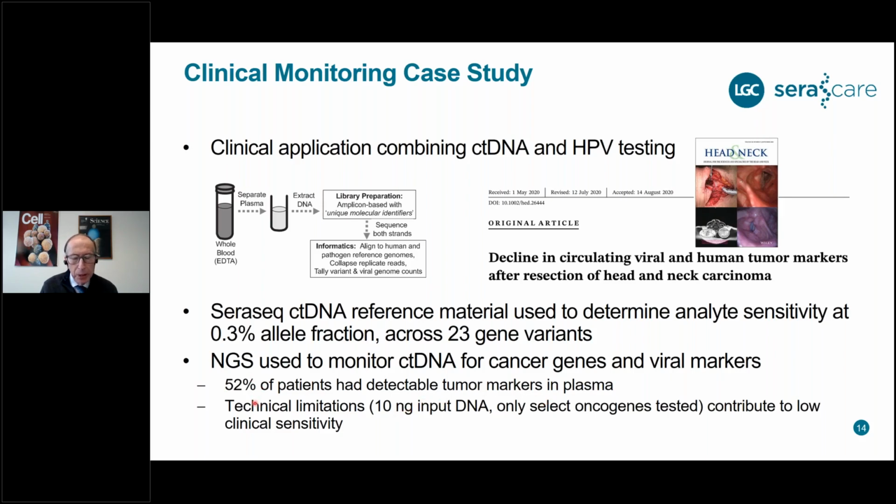And the technical limitations, which were identified with the idea to increase the clinical sensitivity above 52%, was that the assay was at this time only able to introduce 10 nanograms of DNA, and only some of these selected oncogenes could be tested. They'd like to expand the genes and expand the input DNA. And hopefully by making those types of changes, they can increase the clinical sensitivity. But I thought this was a fantastic example of where we're going, applying NGS testing to patient management.